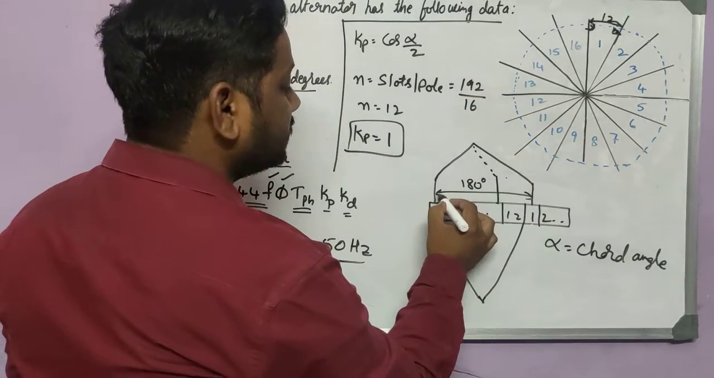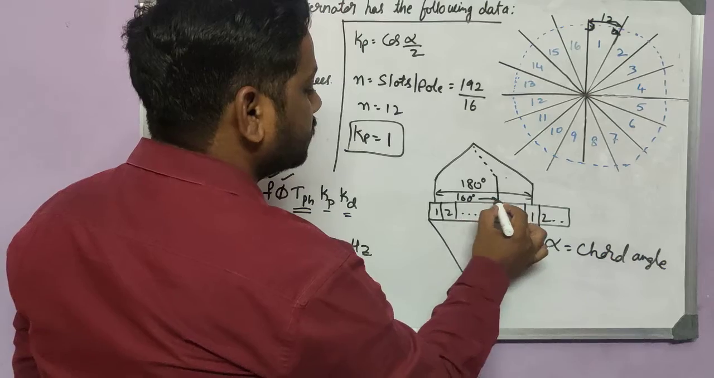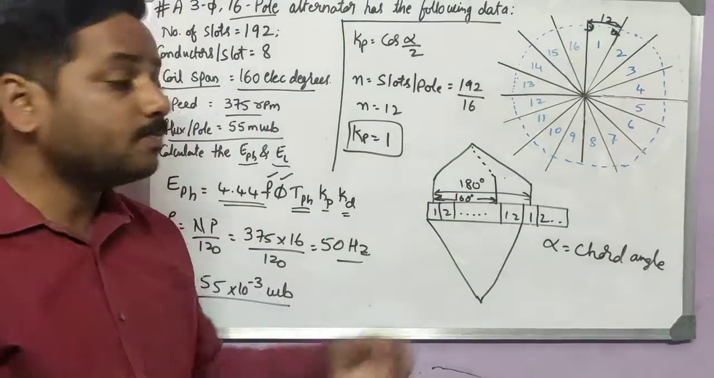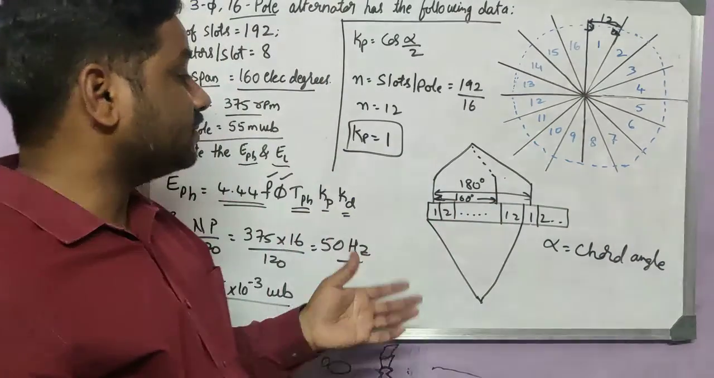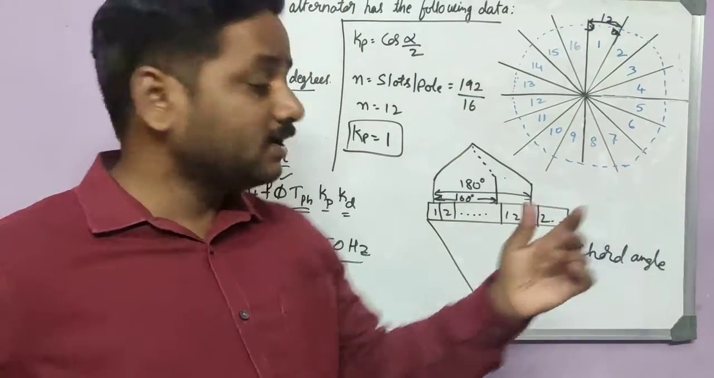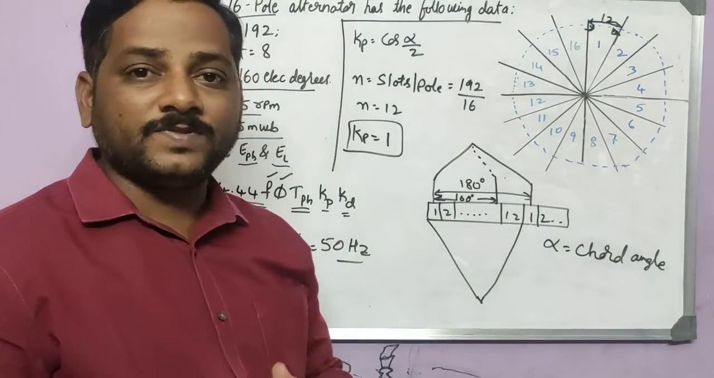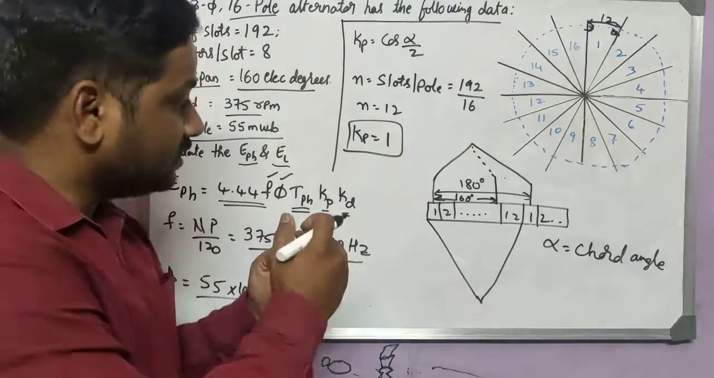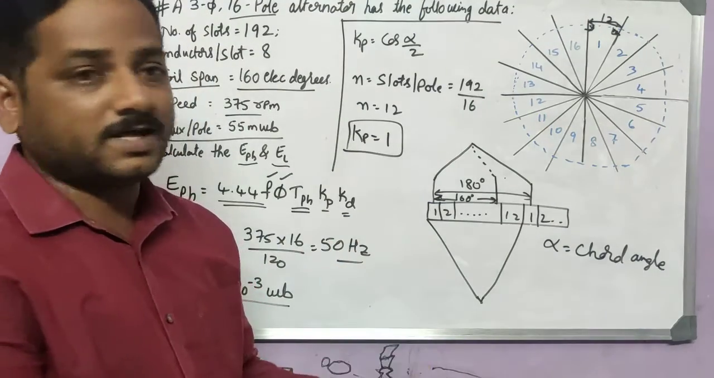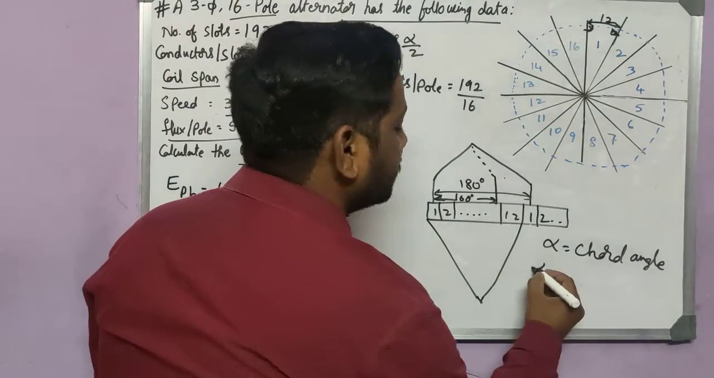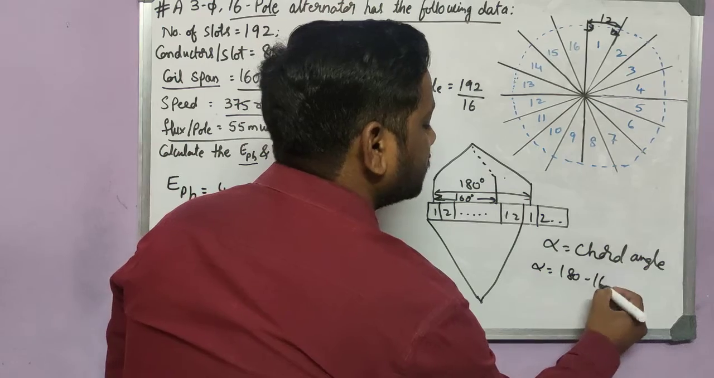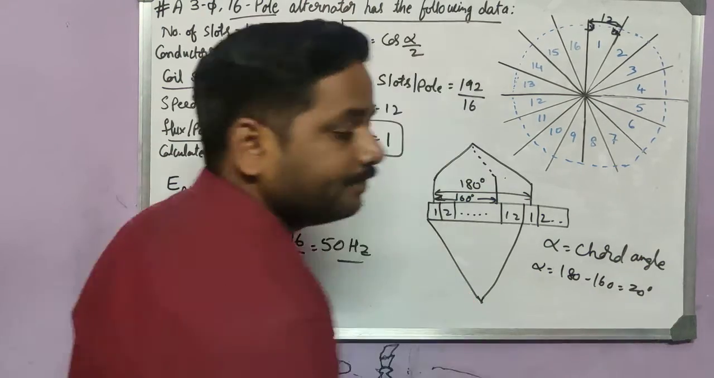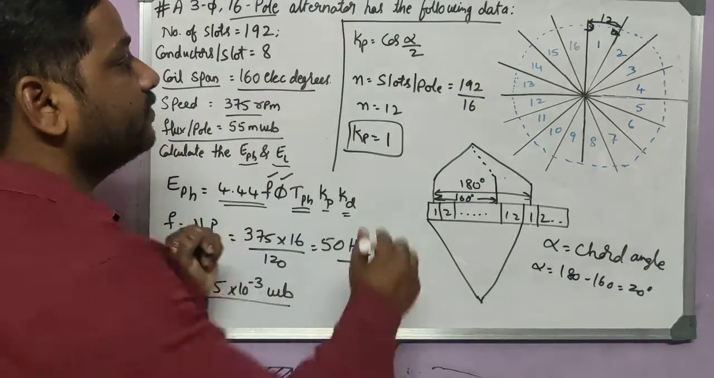So that angle is given as 160 degree. So what is the difference now? How much has it been shortened now? Instead of connecting it to a 180 degree coil span, it is connected to a 160 degree span. So the difference between that is the chord angle now. So that alpha can be given as 180 minus 160, which is 20 degree. So here alpha will be 20.